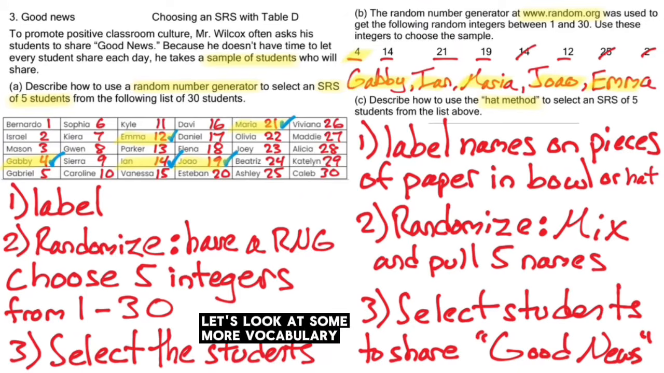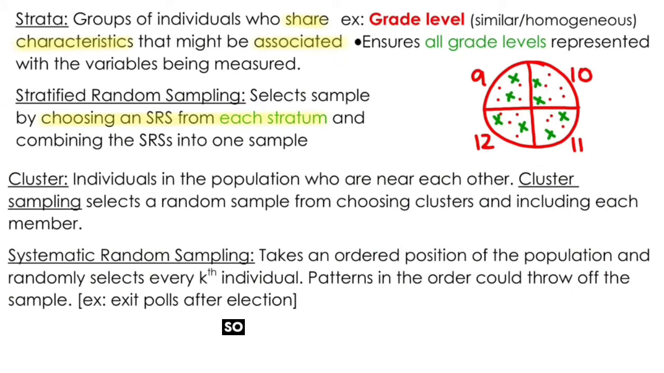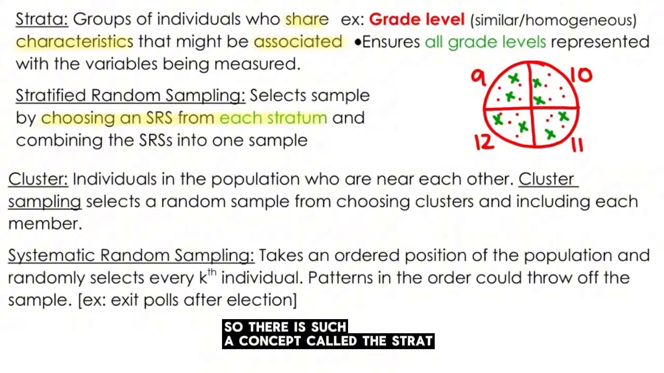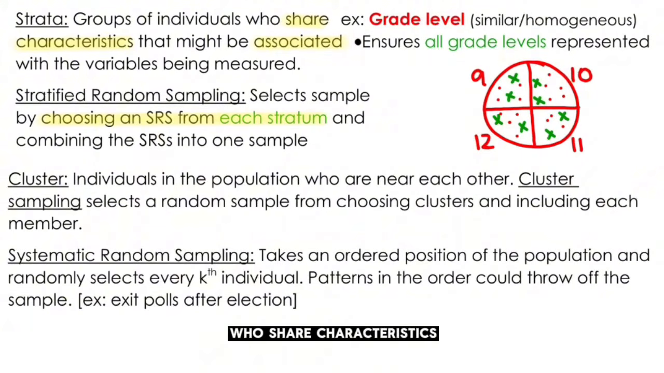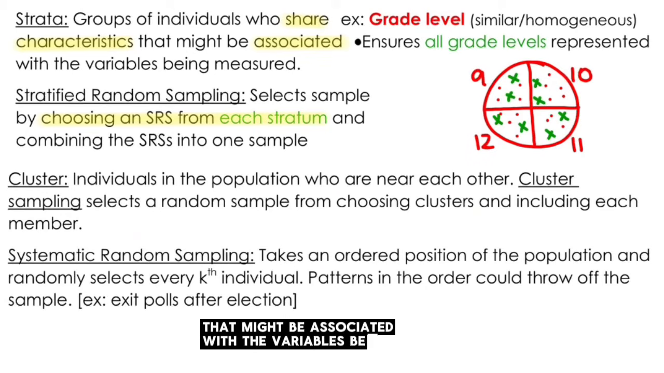Let's look at some more vocabulary about choosing a sample. So there is such a concept called the strata, and your strata are the groups of individuals who share characteristics that might be associated with the variables being measured. The key thing there being shared characteristics.